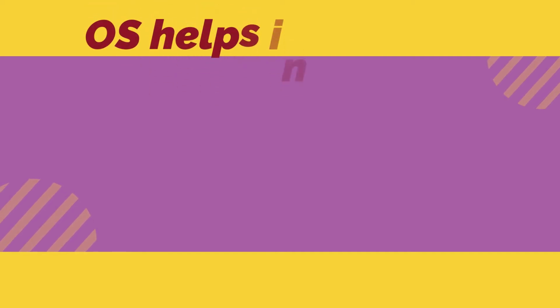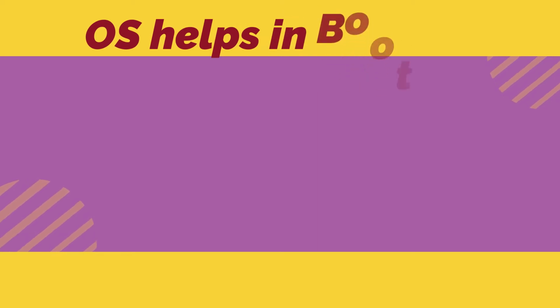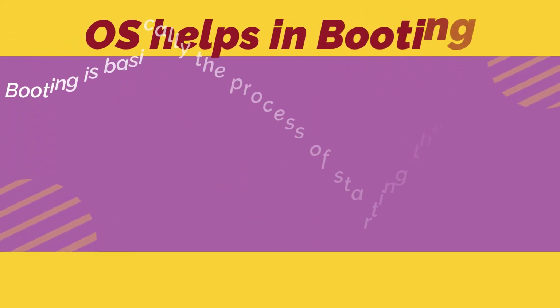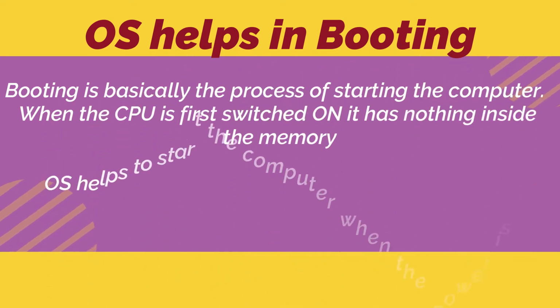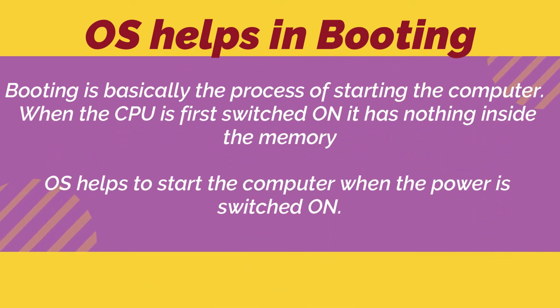The second topic is operating system helps in booting. See, booting means basically turning on the computer. So booting is basically the process of starting a computer. When the CPU is first switched on, it has nothing inside the memory. So the operating system helps to start the computer when the power is switched on.